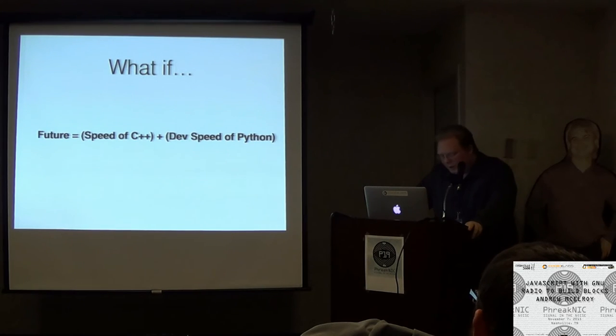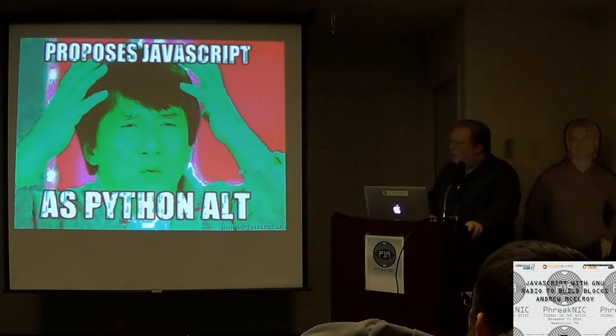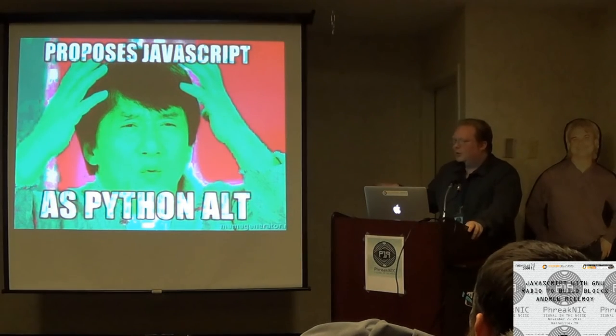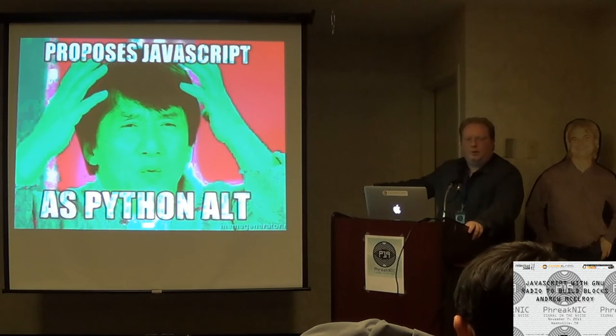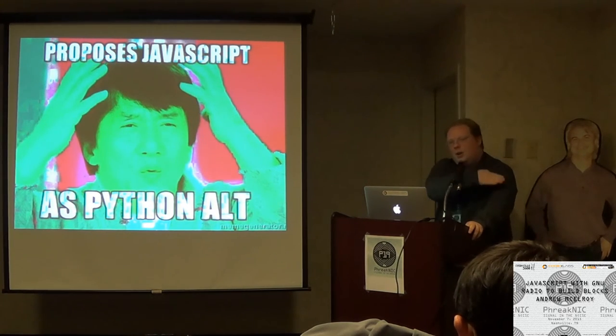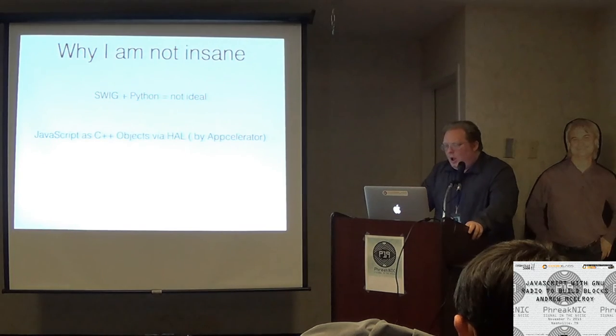So the big what if is, what if you had the speed of C++, but the development speed of Python? You know where this is going, but I promise that I'm not insane when I propose it because of how I'm going to inject it. And that's a lot trippier than I originally expected it to look, because again, the screen's inverted. But yes, in serious, not trolling, there is a way to make JavaScript more performant than the way that they're injecting Python into GNU Radio Companion.